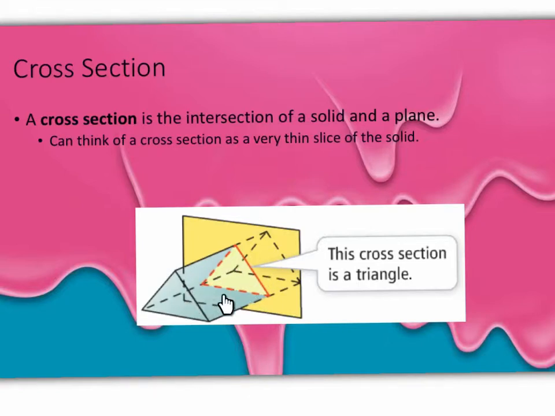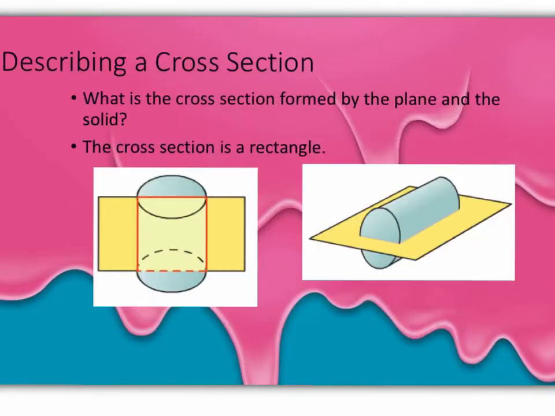Looking at this triangular prism, which is a polyhedron, if I cut it, it would give me this shape of a triangle. So the cross-section is a triangle. That's all we're doing: identifying what would be the cross-section of these polyhedrons.